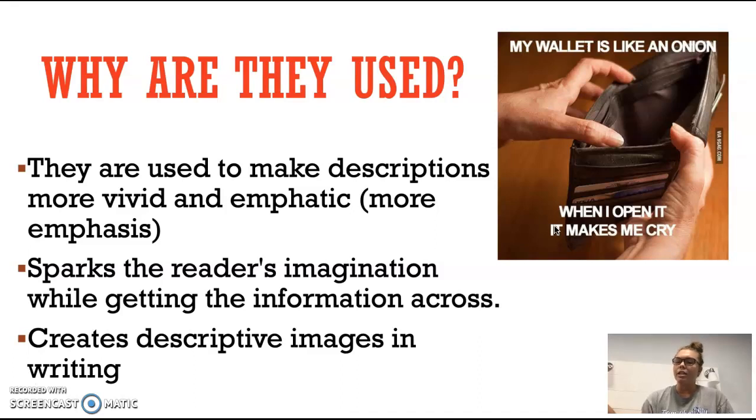So as you can see in our example to the right, the word like is used again to compare a wallet to an onion. This says, my wallet is like an onion. When I open it, it makes me cry. We can see that this simile allows the reader to make a vivid image in their head when they read it. It's almost like you can vividly see someone opening their wallet and physically crying because they see that it's empty. Just like when you cut an onion open, it might make you physically cry. It just makes the description more vivid, and the reader gets a mental picture in their head.